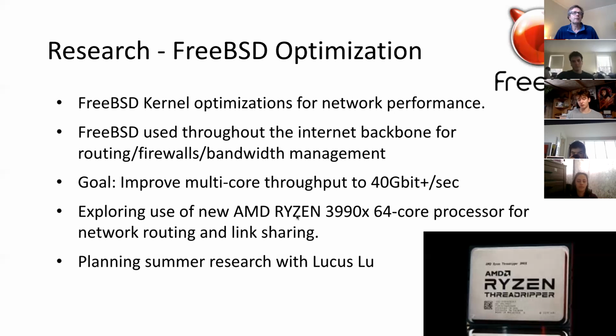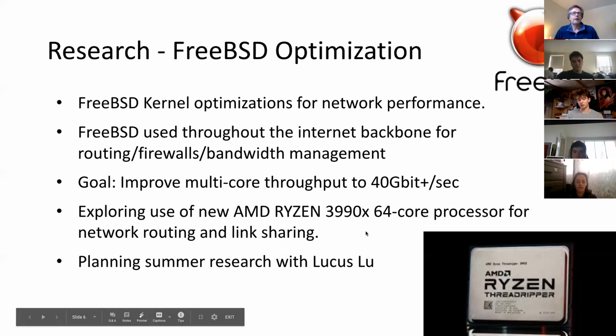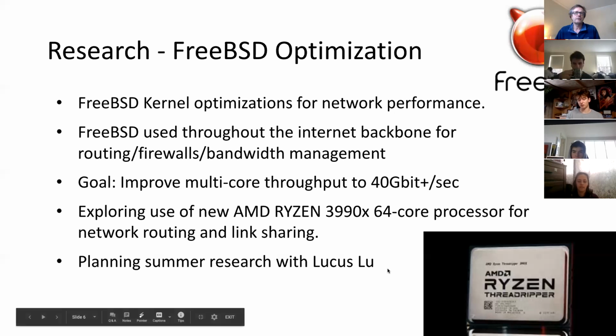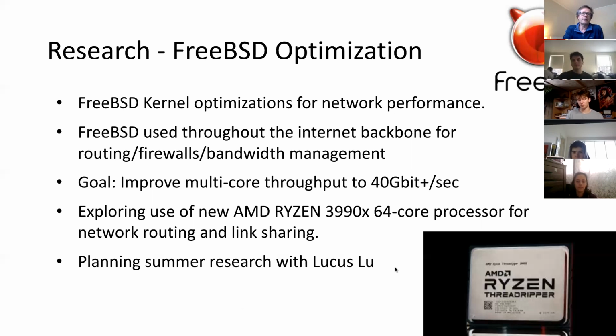This summer, we're going to be exploring the use of these speedups on AMD's new Ryzen chip, which has 64 cores, whether that means anything to you or not. We'll learn more about that in this class, but it turns out most computers have either 2 or 4 cores. I have a student I'm going to be working on that with this summer, and hopefully more students in the future.